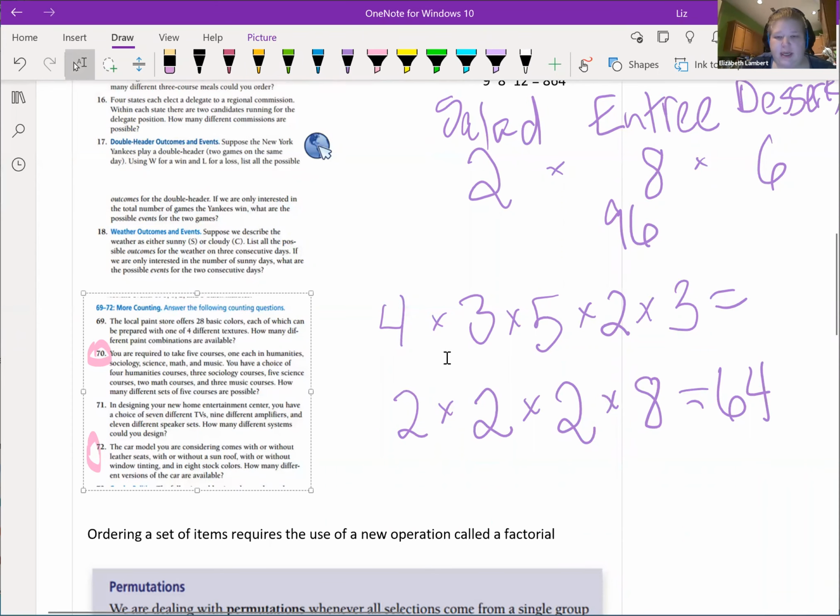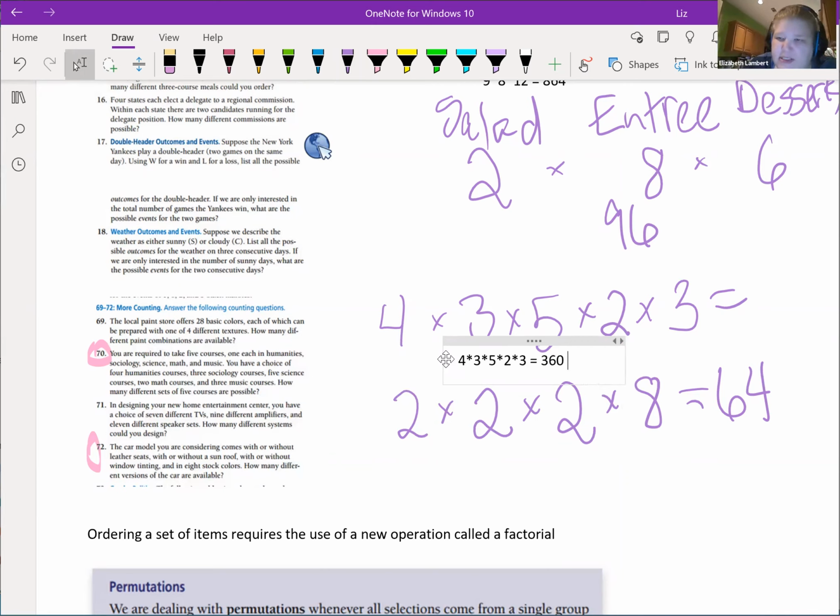So let me just type in here. 4 times 3 times 5 times 2 times 3. So there's 360 possible schedules. And your freshman advisor will try to shoehorn you into one of those 360, regardless of what your degree is going to be. Literally, I had that happen.